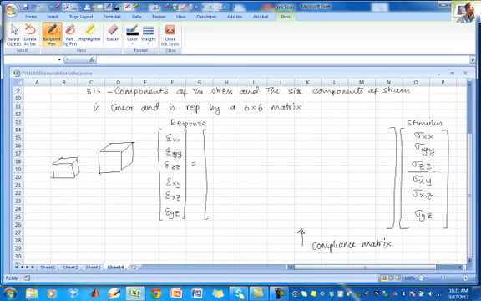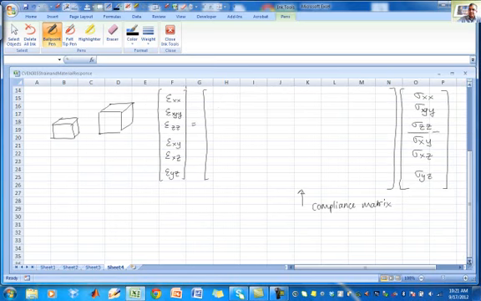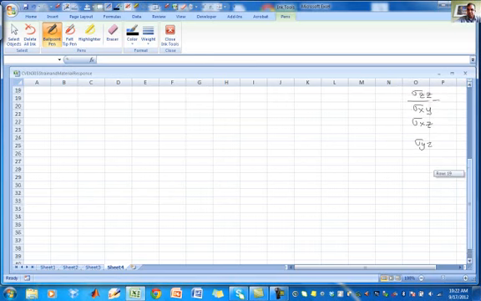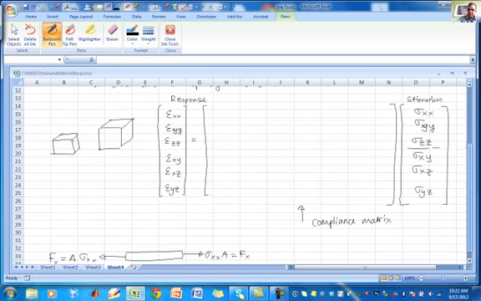So let us look at some simple experiments and let us see if we can figure it out. So first experiment is a very simple one. I take a sample and I do uniaxial extension. So I am applying a force Fx, which is sigma xx times A, and sigma yy, all the other things are 0. All of them are 0.